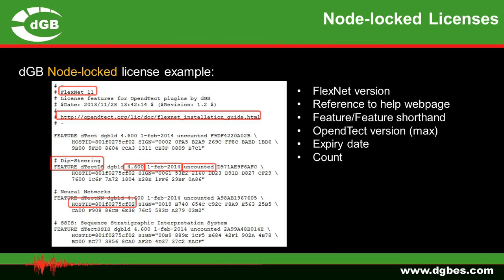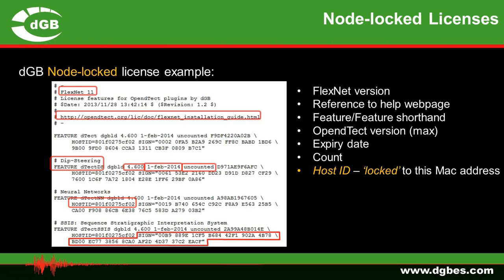ID line in the license, and this makes it node locked. The license is locked to the host ID described here, to this MAC address. And finally, we have the encryption key for the particular features which the license allows use of.